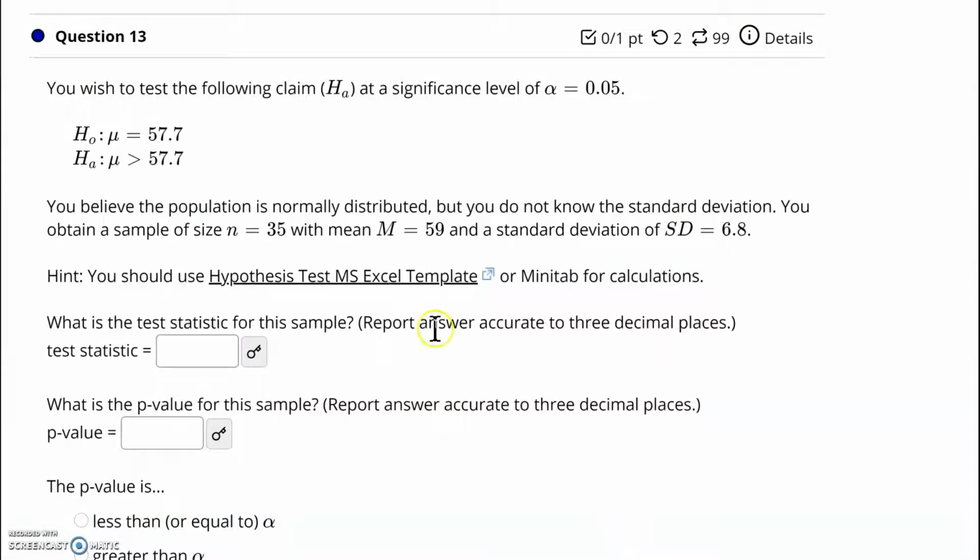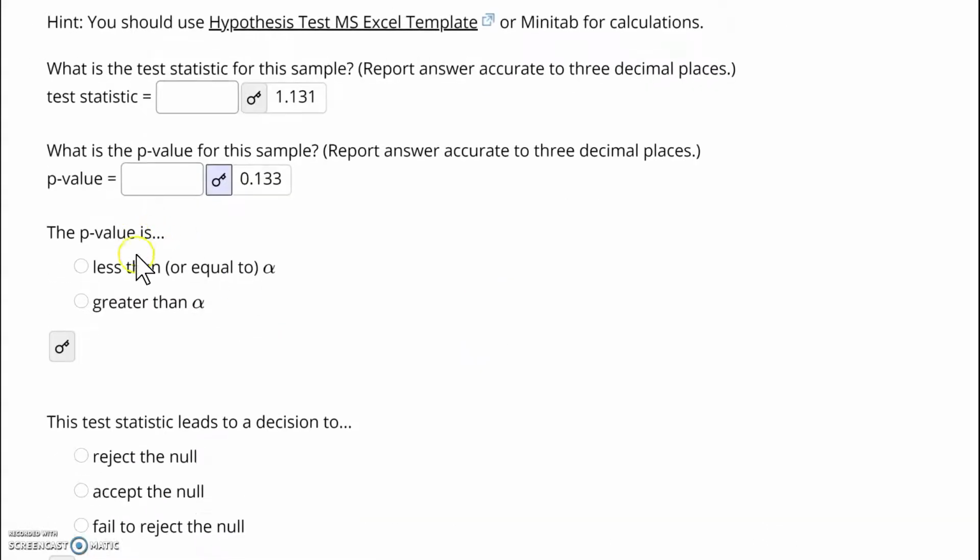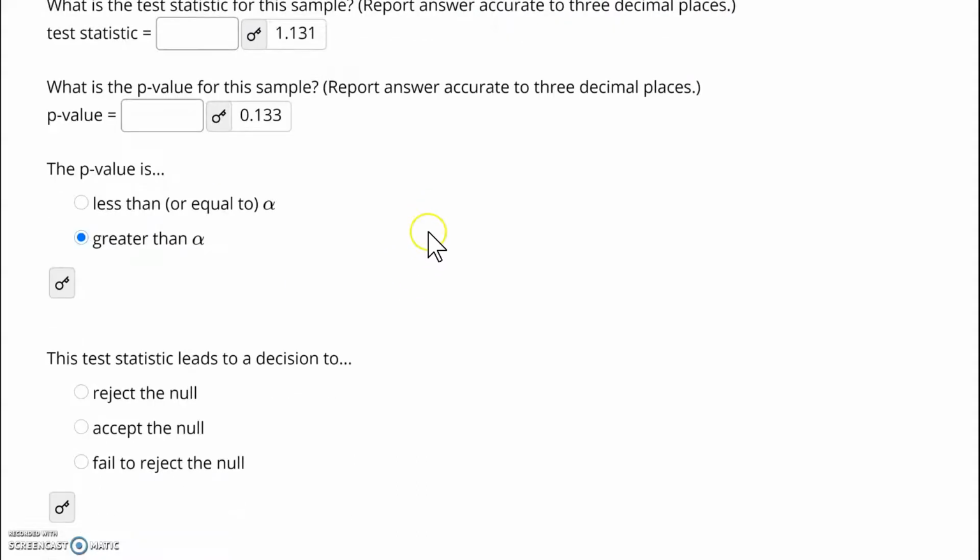All right, so here we go. In the question it says, what is the test statistic? We have it from our template, 1.131. What is the p-value? That should be 0.133. There it is. The next one: the p-value, is it less than or equal to alpha or greater than alpha? Remember, if you want to convert to percents or make sure you have enough decimal places when comparing decimals, this is 13.3% compared to 5%. So it's greater than alpha.